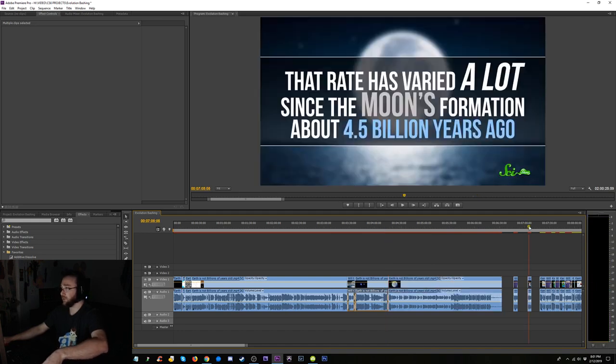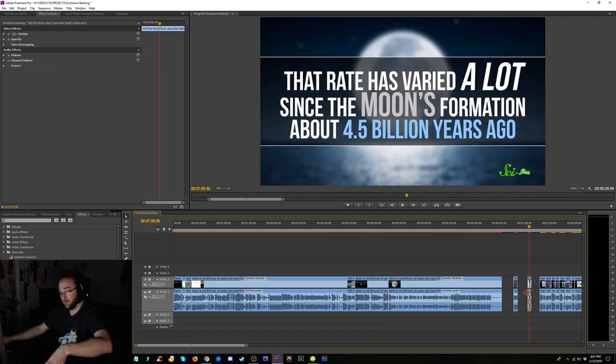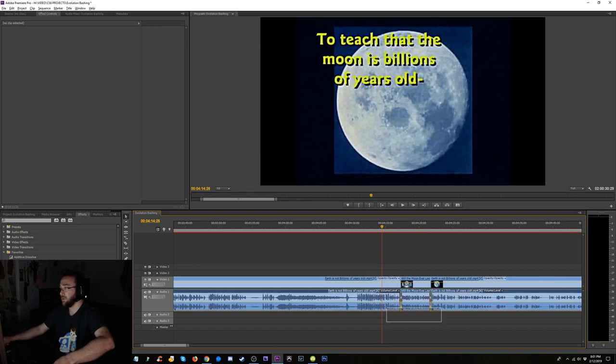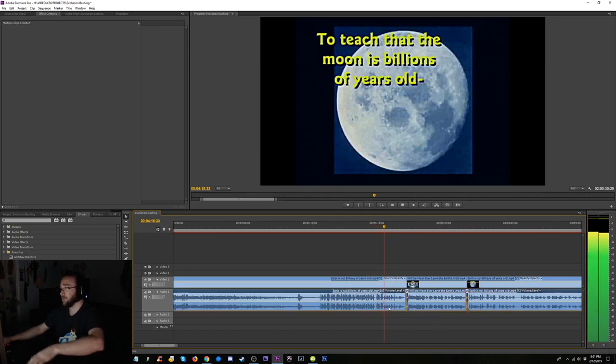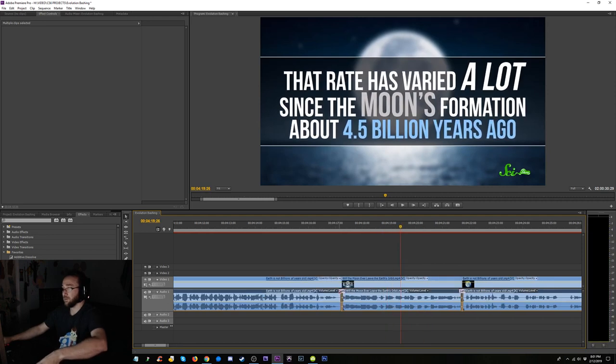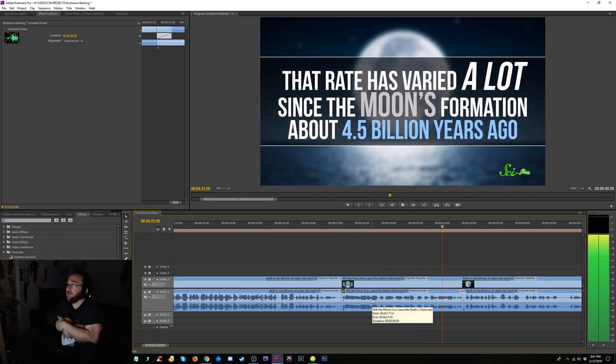This is where she says... A lot since the moon's... Right there. That's for her little rescue device. Paste it with insert. Constantly moving away, and nobody knows of any factors that would reverse that situation. That rate has varied a lot since the moon's formation about 4.5 billion years ago.